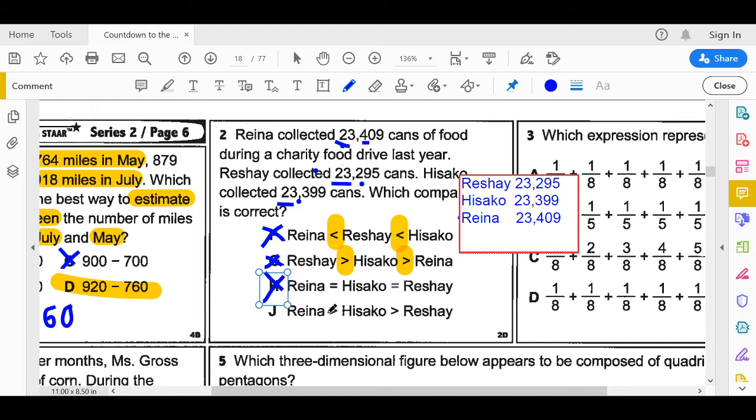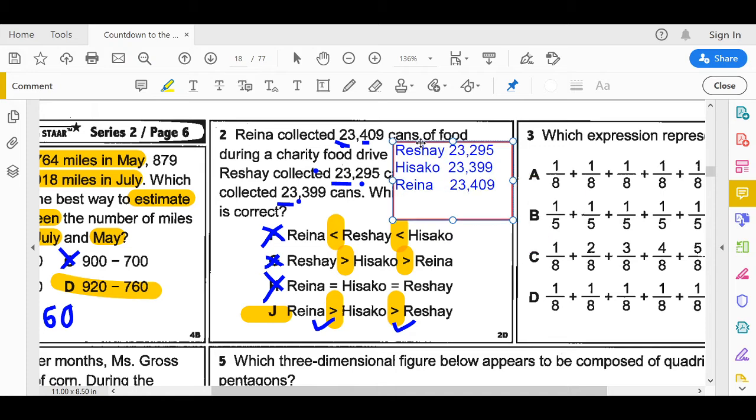So Reina's number is greater than Hisako. Reina is right here, and Hisako is right here. So this one is correct. This first part is correct. And Hisako is greater than Riche, which is also true. This one is also correct. So we have found the answer. That should be letter J for number 2. Okay, that was easy to find, right?